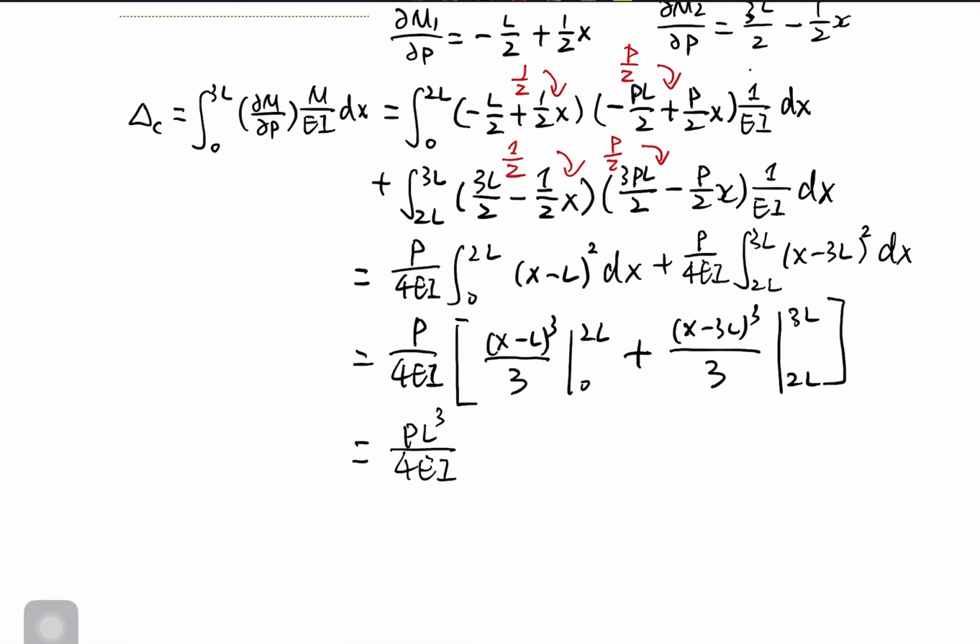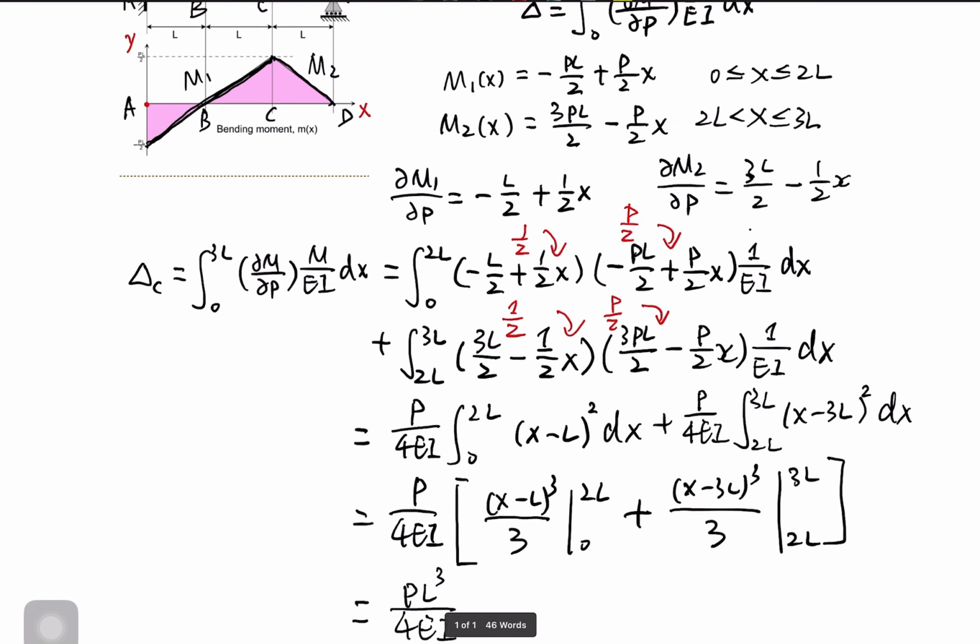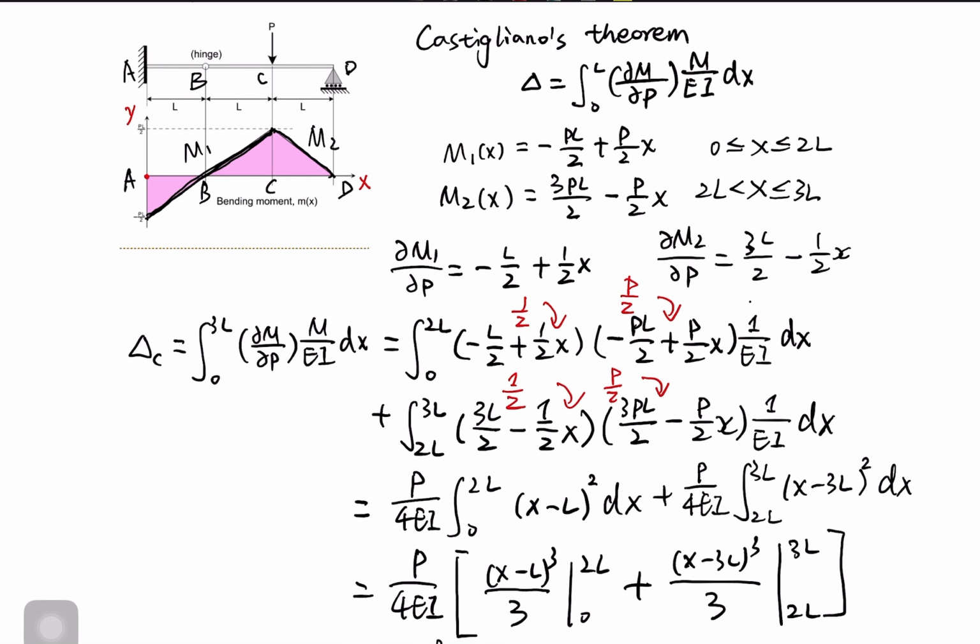Okay, so this is the deflection at point C. The point C is beneath the concentrated load P. This is just by using the Castigliano theorem. For this solution, for this procedure, we built the coordinate system with the origin at point A.